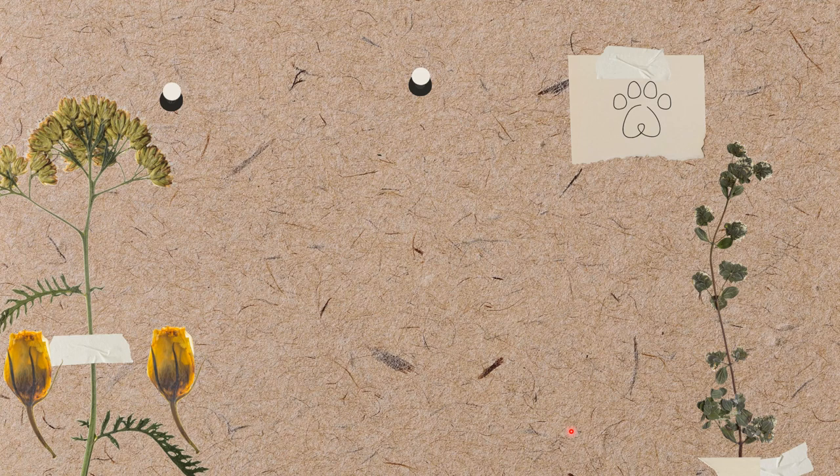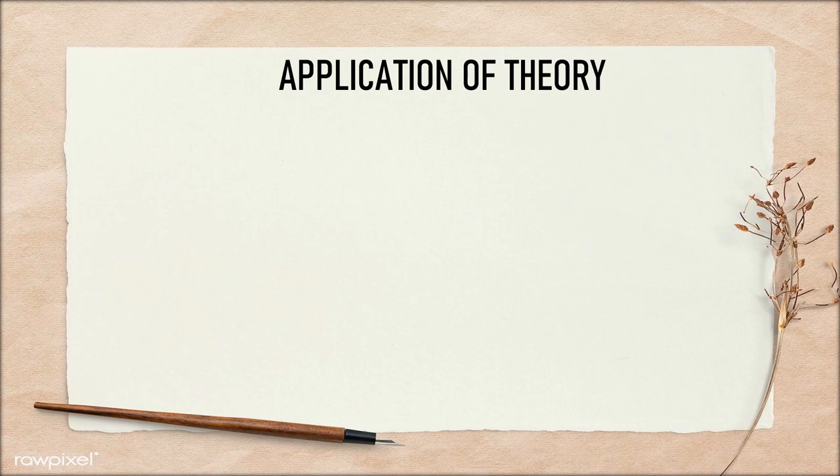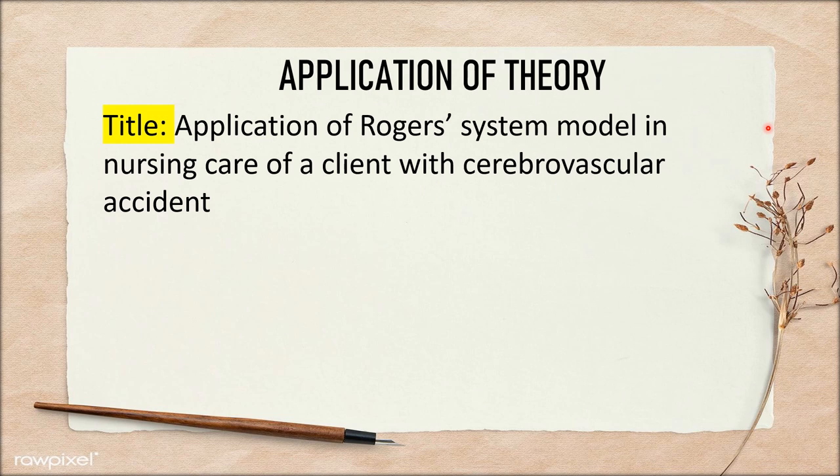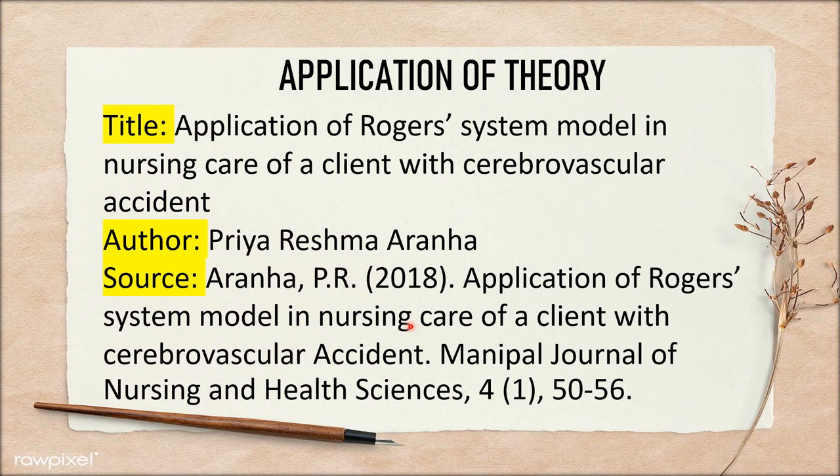Now we'll talk about the application of Rogers' theory into the current nursing practice for us to better understand her theory. So we have here the journal entitled Application of Rogers' System Model in Nursing Care of a Client with Cerebrovascular Accident, which was written by Priya Reshma Aranha in 2018, published in Manipal Journal of Nursing and Health Sciences.